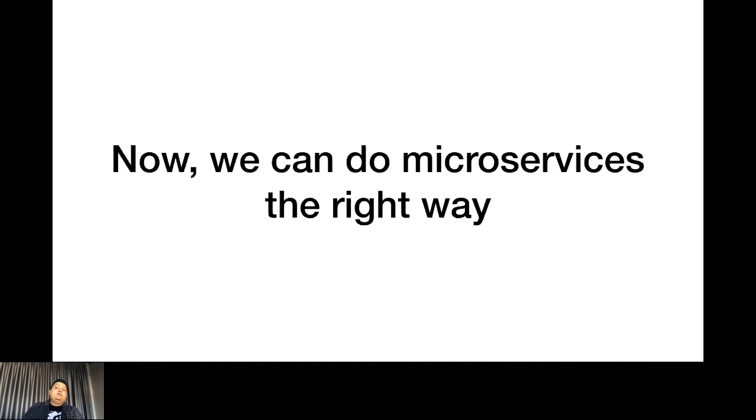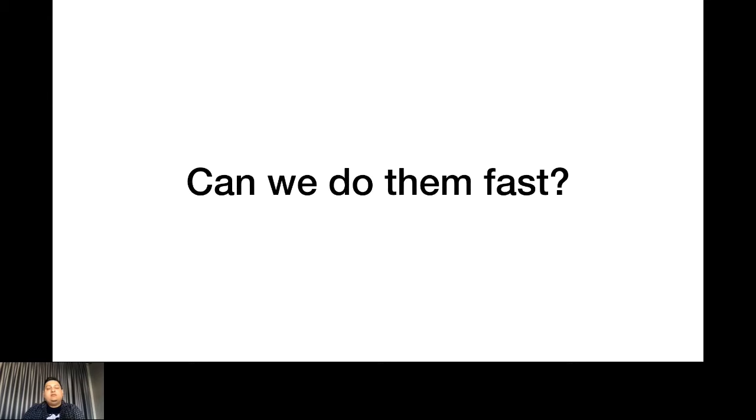Okay, so now we can do microservices the right way, or at least we know the approaches, their advantages and disadvantages, and which direction we should go. But the question is, can we do them fast? And in our opinion, you can do microservices fast, but you need to follow two rules.